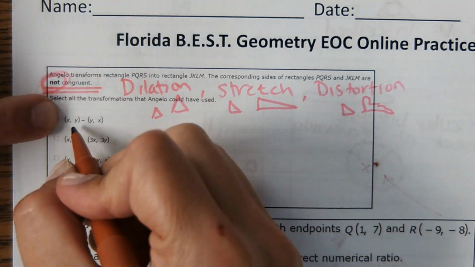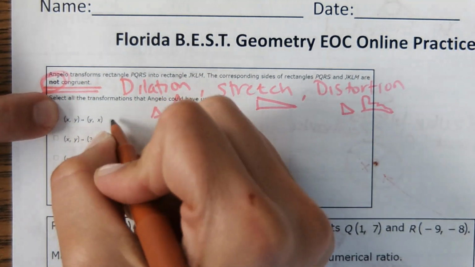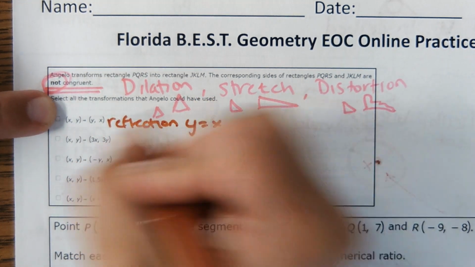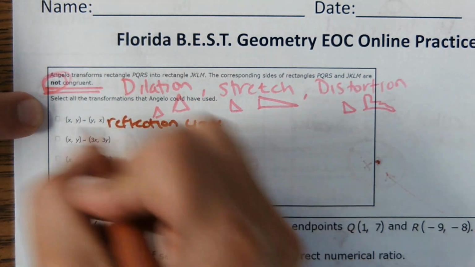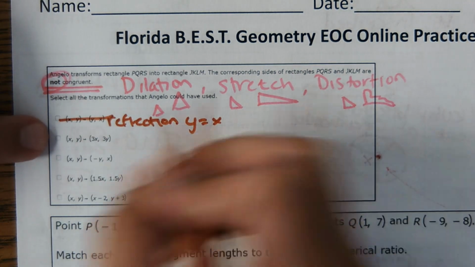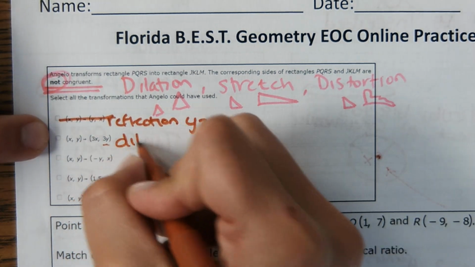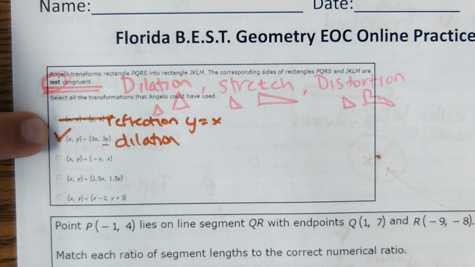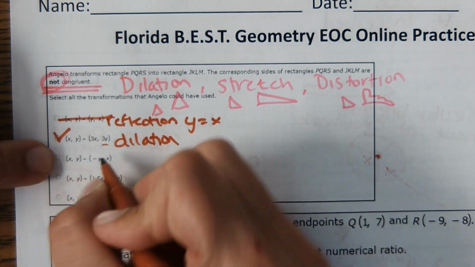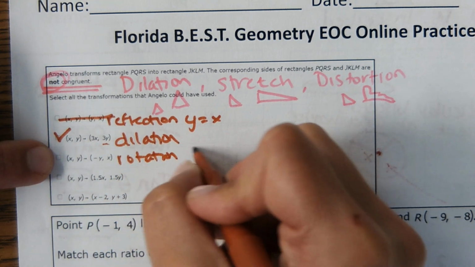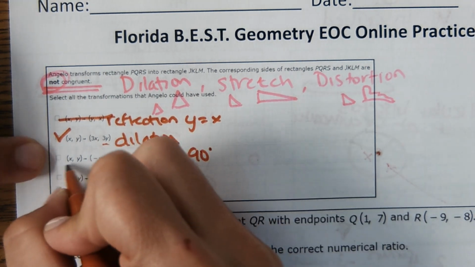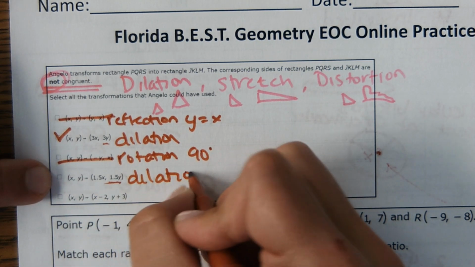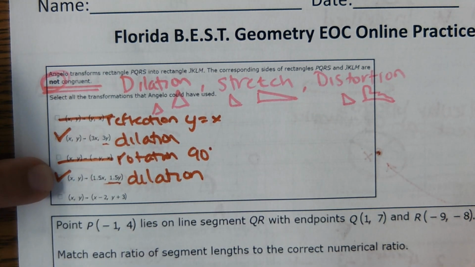So here it just shows the coordinates changing position. This would be a reflection over the line y equals x, which would give these coordinates. So a reflection would stay the same shape and size. For this one, multiplying by 3 would be a dilation, so they would be changing size, so those would be not congruent. This one would be a rotation of 90 degrees, so that would stay the same shape and size. Here, multiplying by 1.5 would be a dilation, so it's getting bigger. So that is a correct answer here.